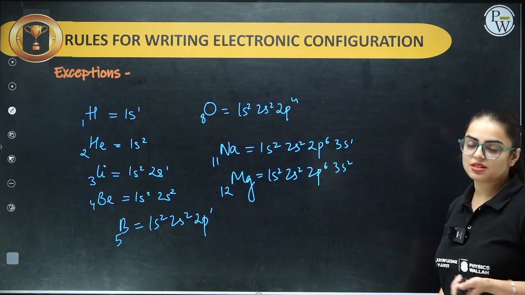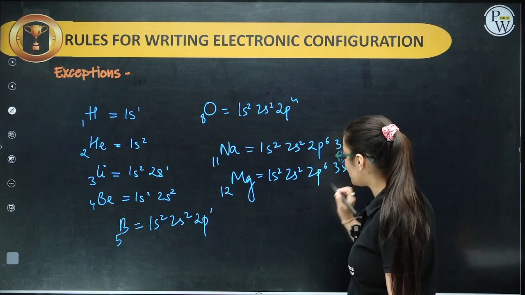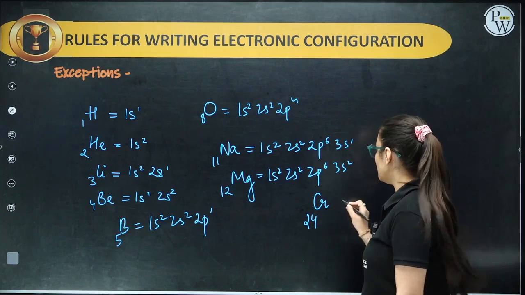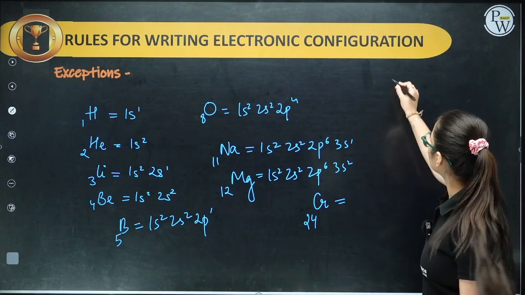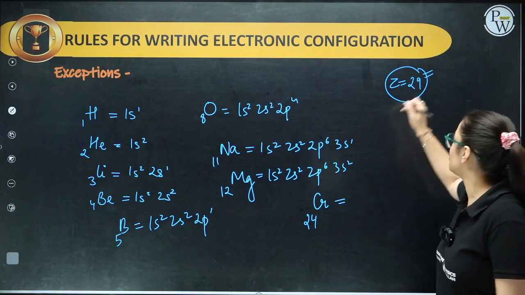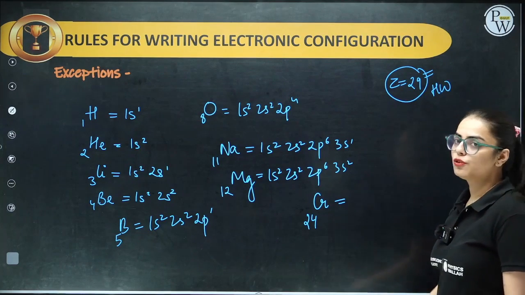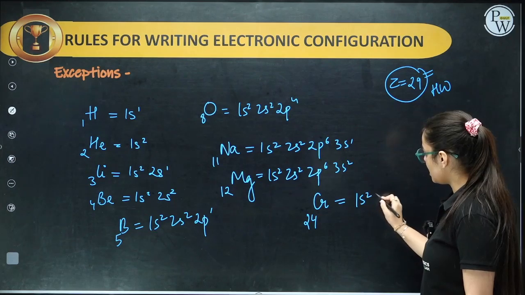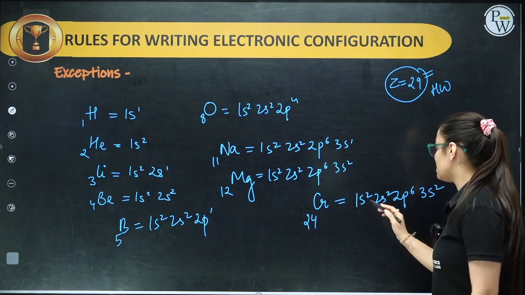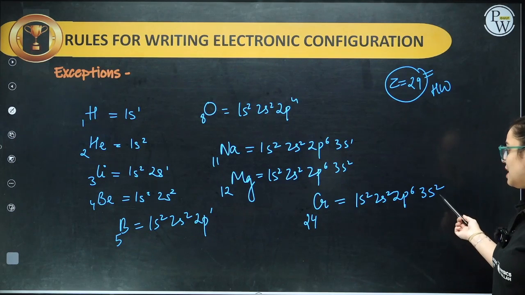Now students, comes the exception part. There is an exception in atomic number 24, that is chromium. Okay, I'm going to write for chromium, and atomic number 29 is your homework. You have to write its electronic configuration in the chat section, guys. I'm writing for chromium. Now see, it should be 1s2, 2s2, 2p6, 3s2.